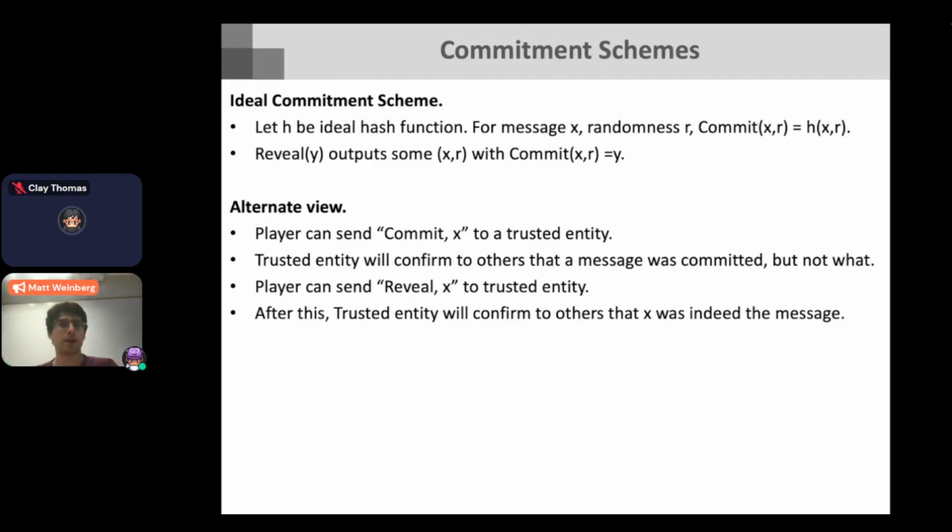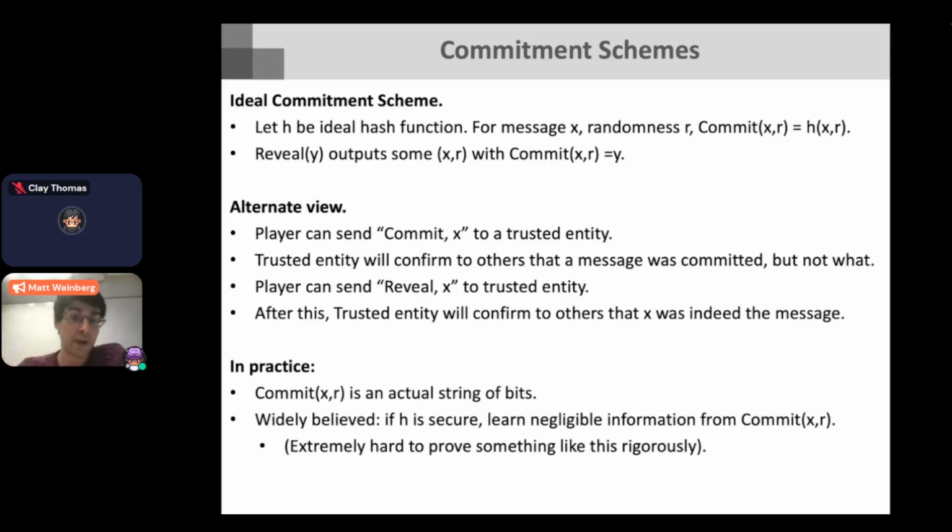So anyone can ask them, was it larger than 10? Was it smaller than 10? And they're just not going to answer that. They'll just say there is a message. And the player can tell the trusted entity, now it's okay for you to reveal. And then after this, the trusted entity will tell others what the message was. So really think of a commitment scheme as kind of like a digital envelope. It can only be opened when the committer decides that they're ready to reveal it.